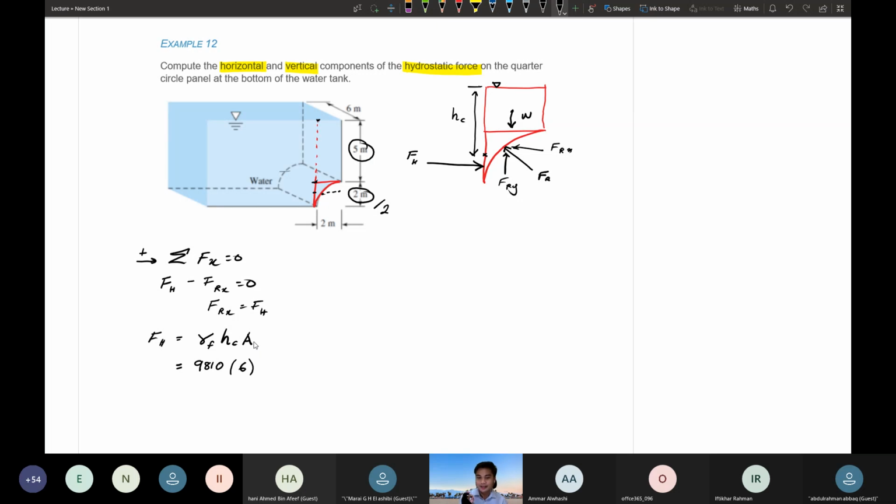Okay, clear so far? Yes, doctor. So multiply with the area. Area of the projected surface. What's the area of which area? This area or this area?